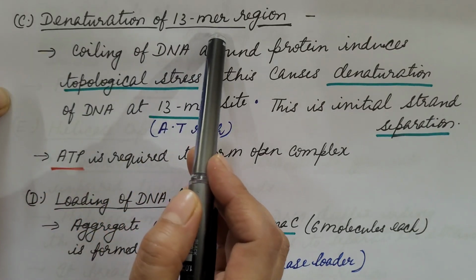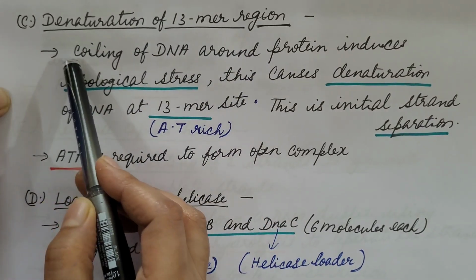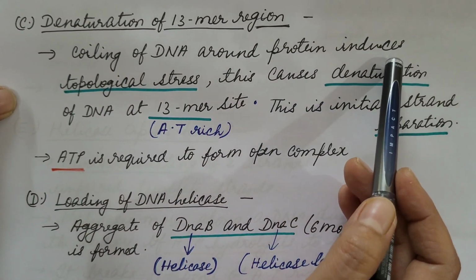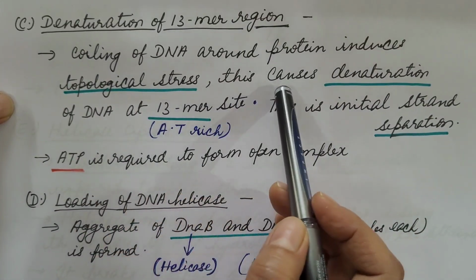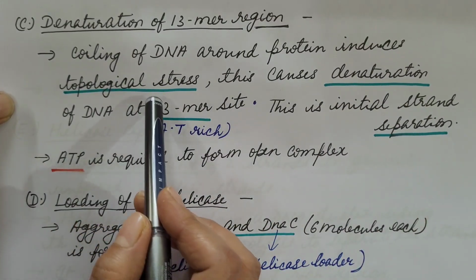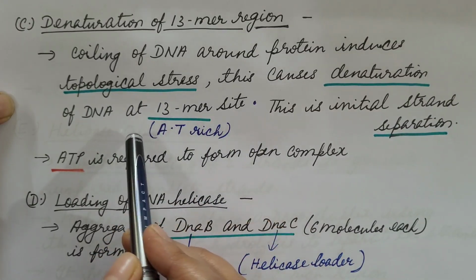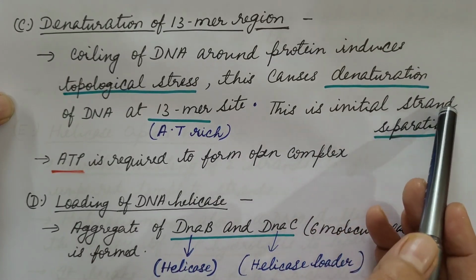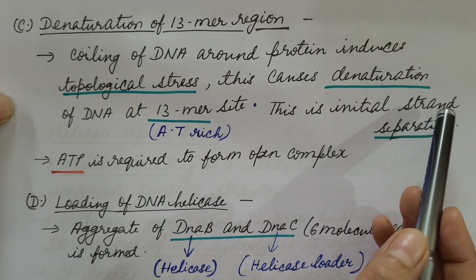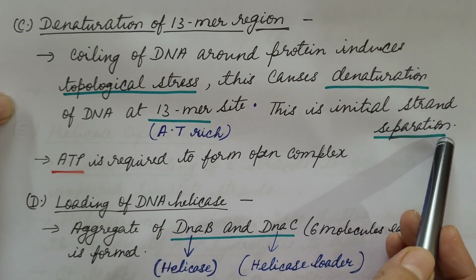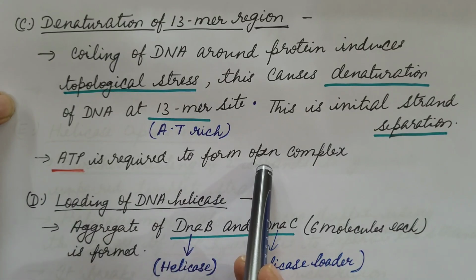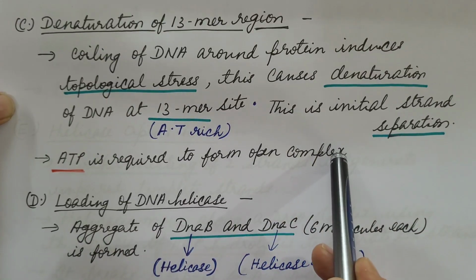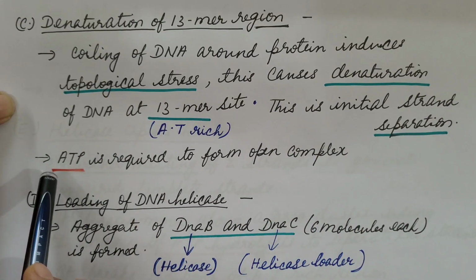Now next is denaturation of the 13-mer region. This coiling of DNA around the initiator protein, that is DnaA, induces topological stress. This causes denaturation of DNA at the 13-mer site, which is the AT-rich region. This we have already discussed. This is initial strand separation, that is, now the separation of the strands is initiated. ATP is required to form the open complex, and for this strand separation, in order to form the open complex, energy is required in the form of ATP.